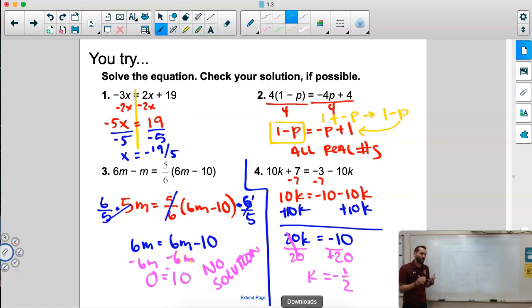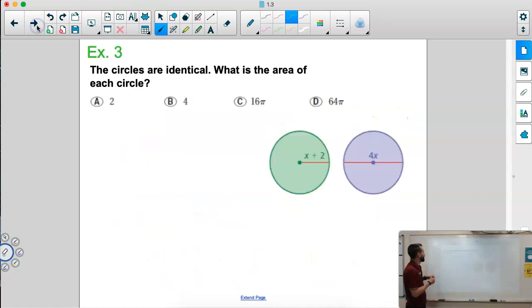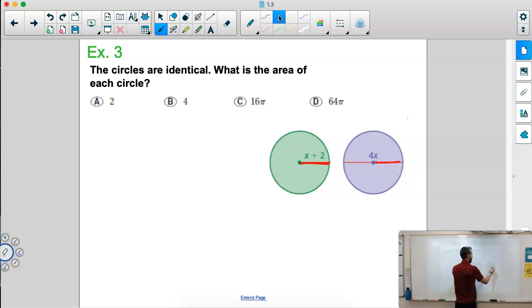Again, you can double check and ask if you got any of them wrong. I'll try to help you, okay? This one says the circles are identical, and it asks what is the area of each circle? Well, if these circles are the same, notice what that means is that the radii, the distance from here to here, is the same on both.